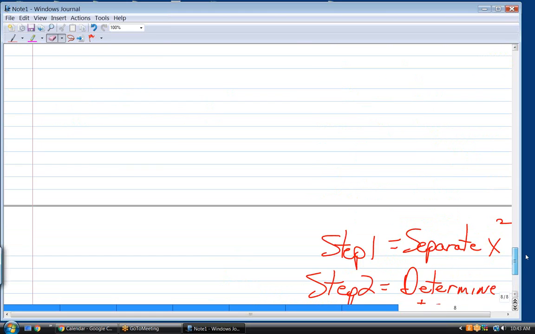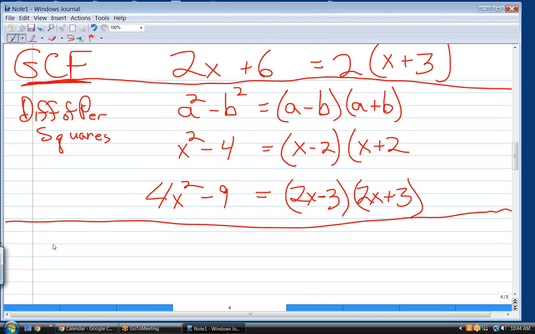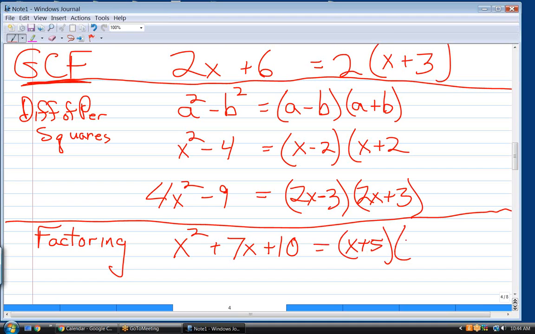Okay, so if we go up to our types of factoring, greatest common factor is the first thing we always consider. Second thing we always look for is difference of perfect squares, and then what is just called factoring. Both of these are called factoring also, but this doesn't have a special name. I'll give the example just so you know what we're talking about when we say factor, and that's equal to x plus 5 times x plus 2.